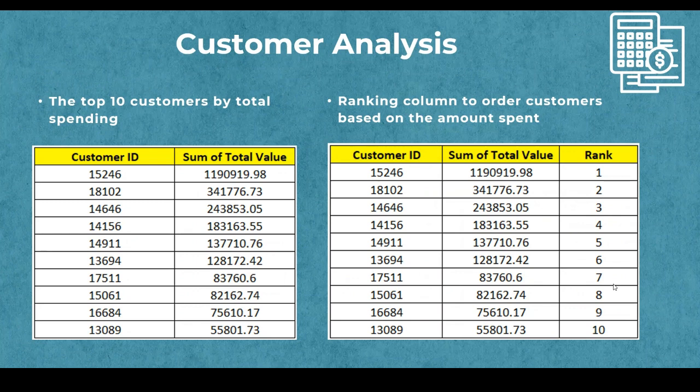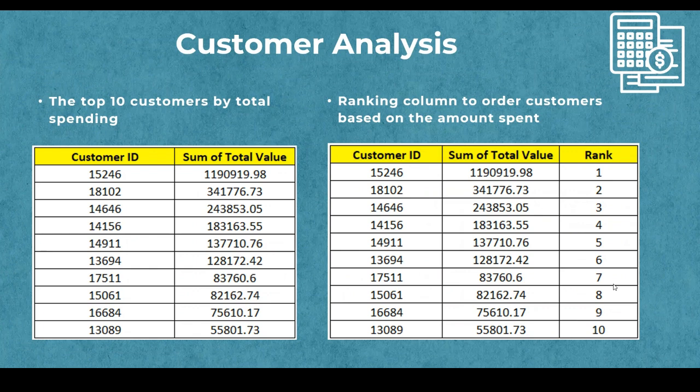Our goal is to find the top 10 customers by total spending and give them a ranking. Regarding that, I have made two tables: the first for the sum of total values, and the second for the sum of total values and ranking. In the first table, I have taken two columns, customer ID and sum of total values. For the second table, I have created customer ID, sum of total values, and ranking.